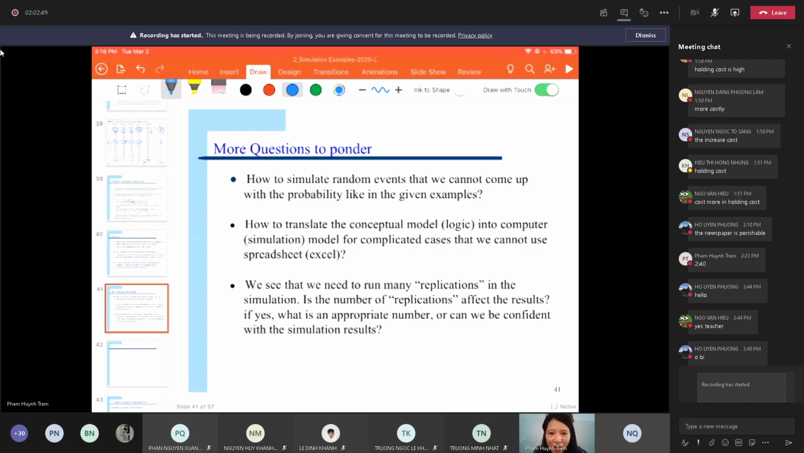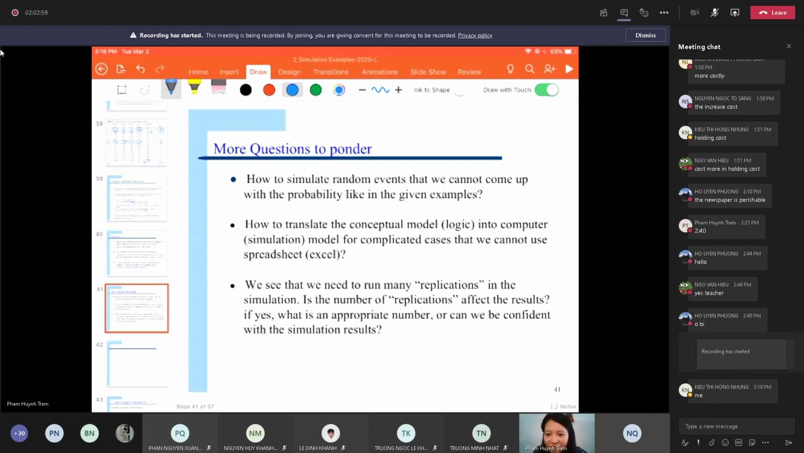Is there anyone who has a problem installing the software? Or let's say you have any problem understanding the slides? If you have any questions, do you have a problem installing the software?